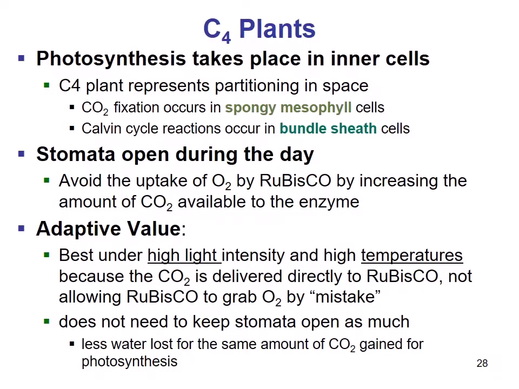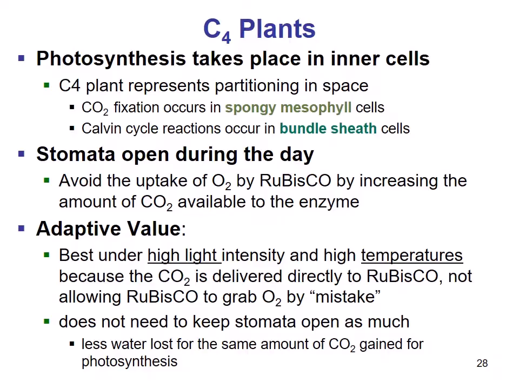In C4 plants, photosynthesis takes place in the inner cells. C4 plants represent partitioning the reactions of photosynthesis in place. They do carbon dioxide fixation in something called the spongy mesophyll, and they do the Calvin cycle reactions in the bundle sheath cells. Their stomata are open during the day, and they avoid the uptake of oxygen by rubisco by increasing the amount of carbon dioxide that is available to the enzyme.